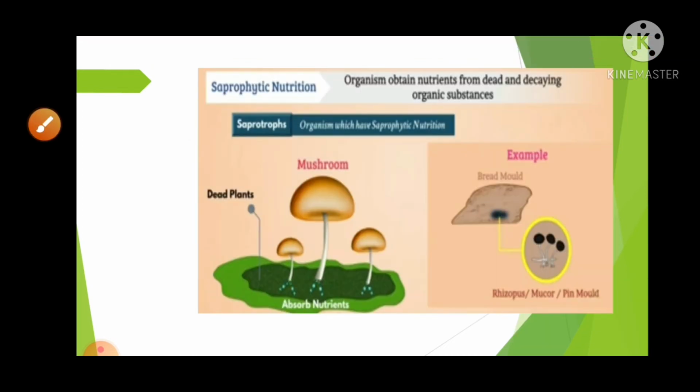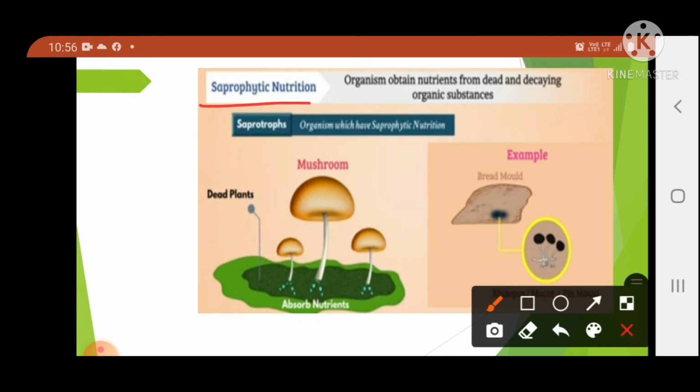The other mode of nutrition is saprophytic nutrition, in which organisms derive nutrients from dead and decaying organic substances. So saprotrophs are the organisms which have saprophytic nutrition. A very good example is the mushroom, which secretes digestive juices on the dead and decaying matter and converts it into a solution. Then it absorbs the nutrients from it. The other very good example is bread mold.